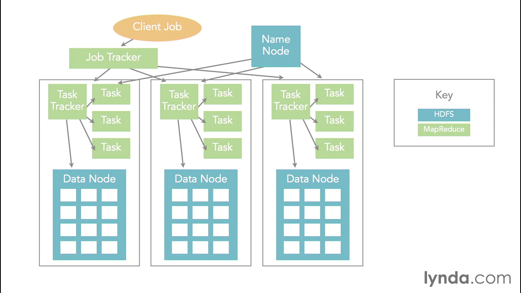In addition to that, we have some other daemons that control the data distribution, the name node and the data nodes. Again, it's important to remember that in a production situation, these are separate JVMs and they do not share state.